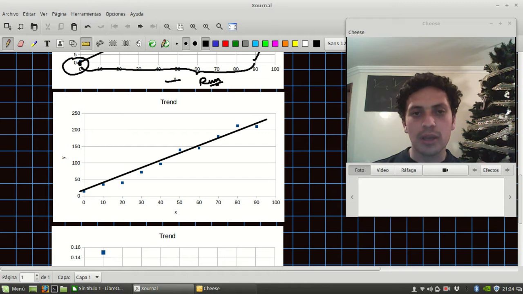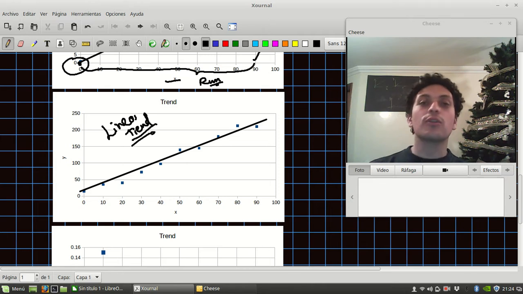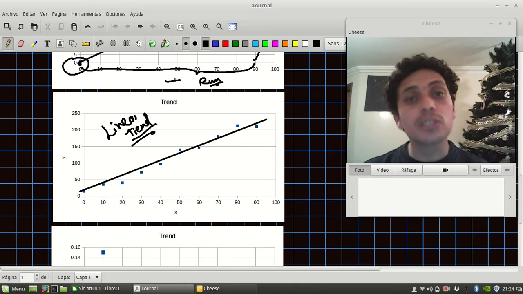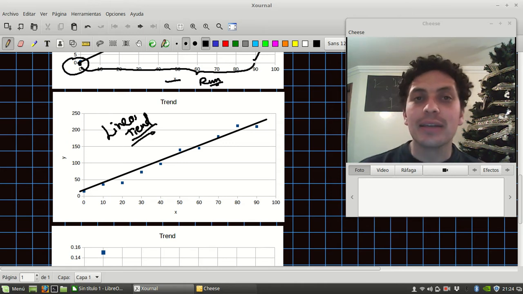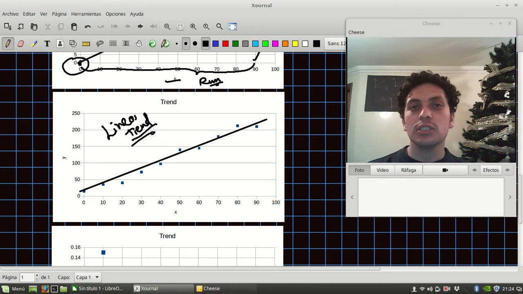Could be this way. And this is a linear trend. Okay? Linear trend. So for linear trends, what we have is also a slope or a gradient, but in this case, the graph is not crossing by the origin, so we will have an intercept.